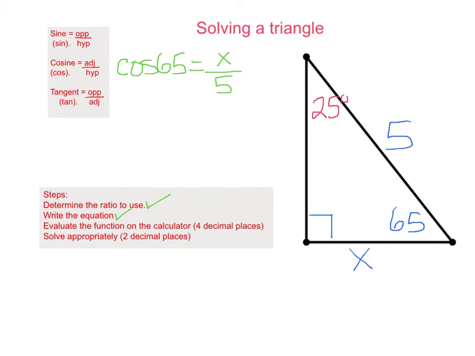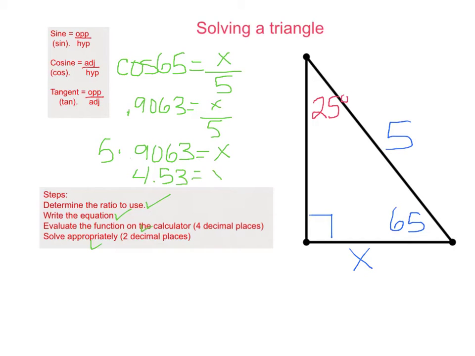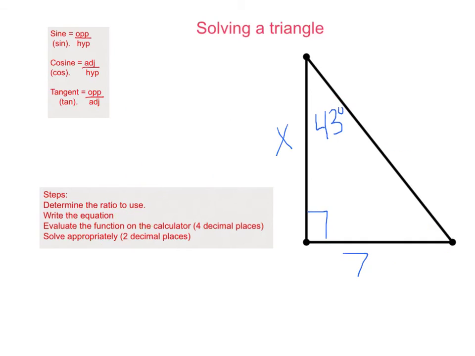We're now going to evaluate on the calculator what the cosine of 65 is, 0.9063, equals x over 5. Now we did that, now we're going to solve appropriately. 5 times 0.9063 is equal to x. When you do that, you get 4.53. So this side is going to be 4.53. Perfect. Okay, one more example, because we're going to do things that get a little different.